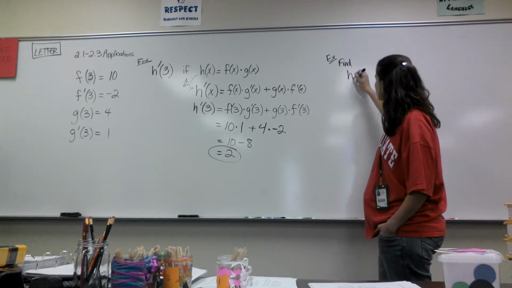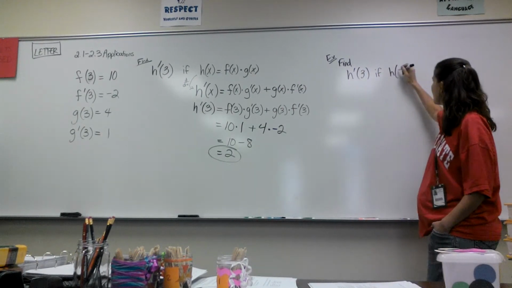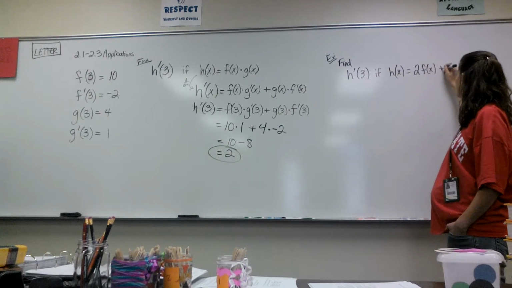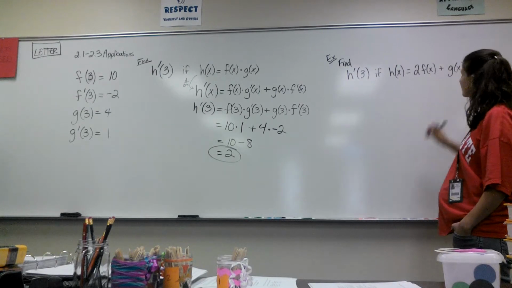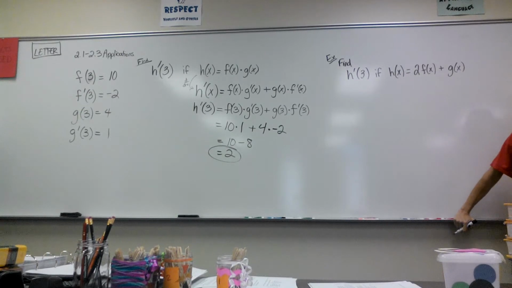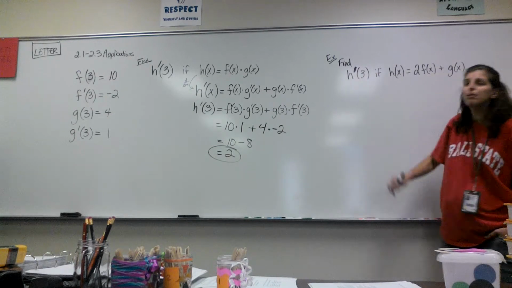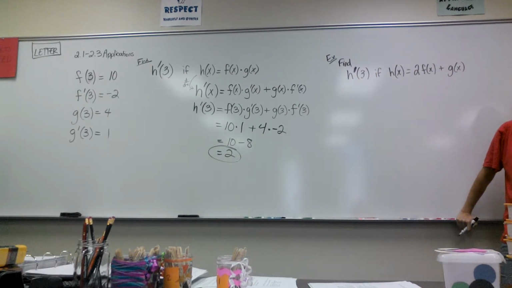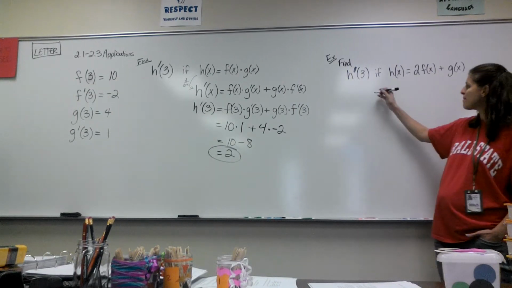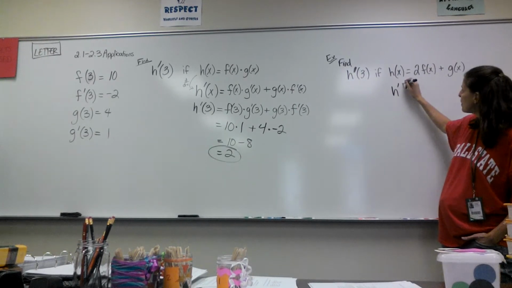Find h prime of 3 if h of x equals 2f of x plus g of x. Okay? So to find h prime of 3, I probably need h prime of x. So if h of x equals 2f of x plus g of x, what's h prime of x going to be?